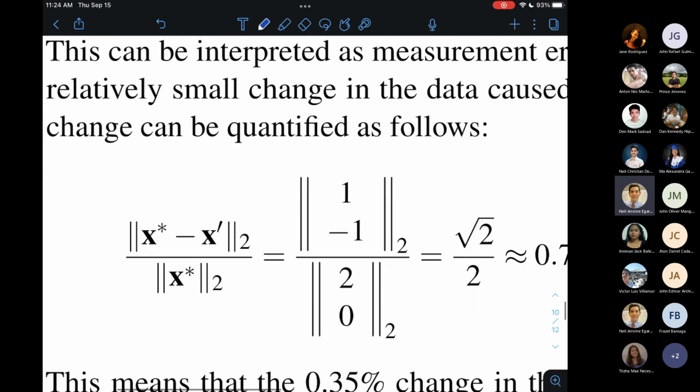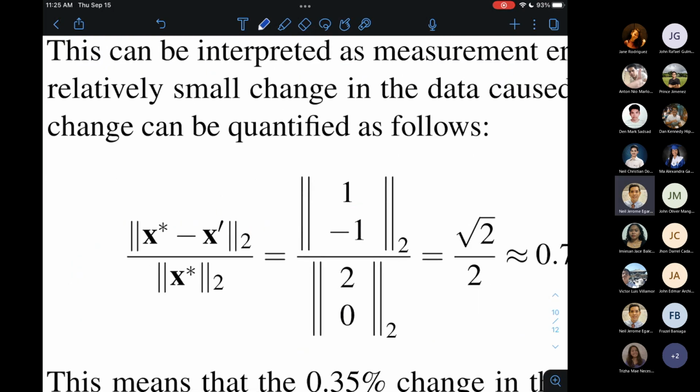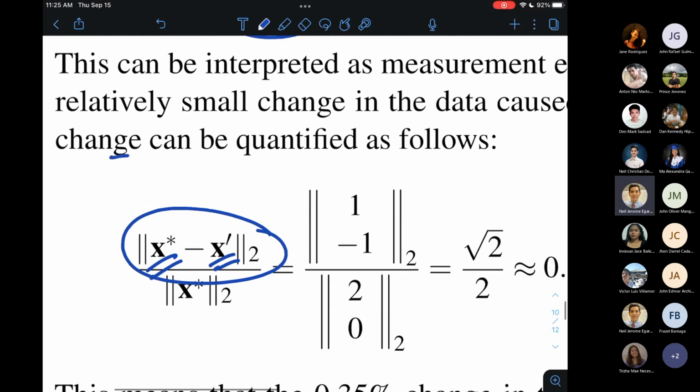niya dun sa solution? Well, tingnan natin yung relative change in the obtained solution. So tingnan natin yung L2 norm ng original solution, X star, dun sa noisy solution. Remember, the original solution is 2,0. The noisy solution is 1,1. You take their difference, we get the vector 1, negative 1.